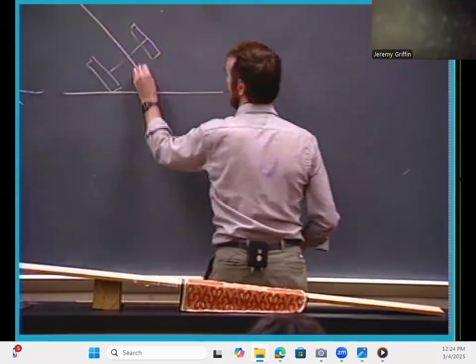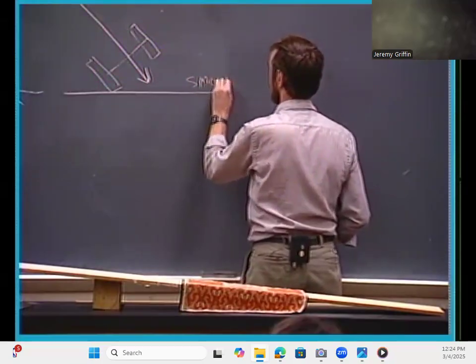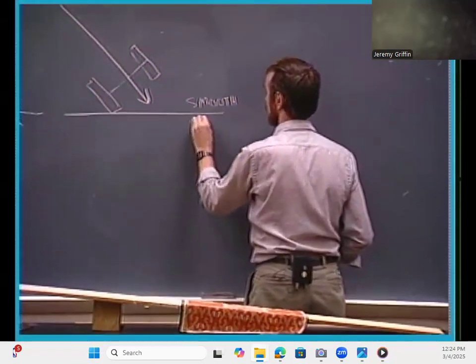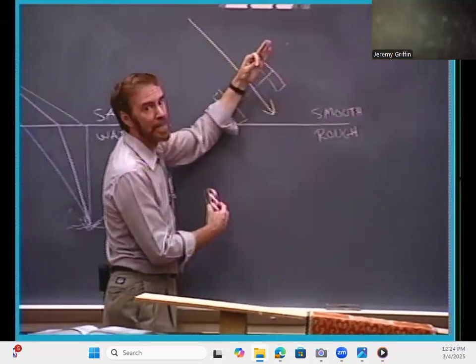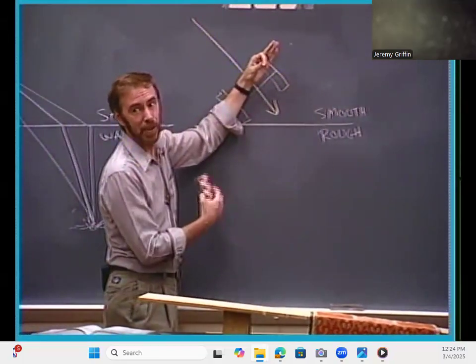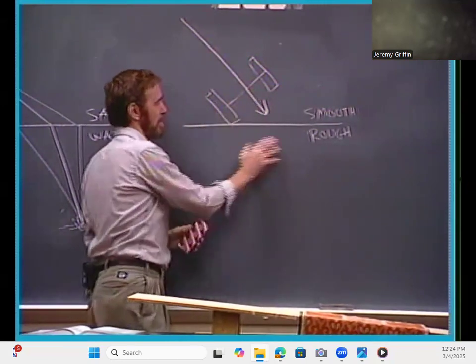My wheels are coming down in this direction, and they're coming from the smooth surface to the rough surface. When the wheels get to the rough surface, what happens to the speed of the wheels? Slow down. You know why they slow down? Because there's an interaction with the wheel and the material.